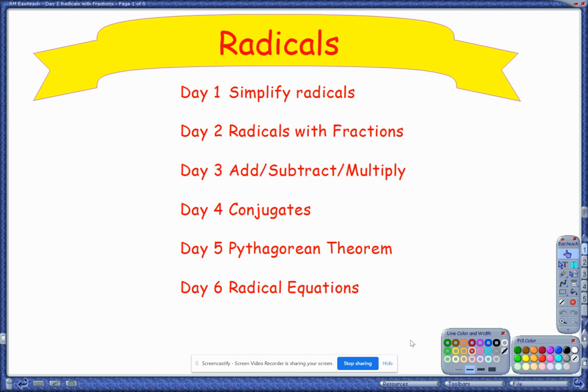Hi guys, today we're going to do day 2 with radicals. We're going to learn how to deal with radicals that have fractions in them, or fractions that have radicals in them, either way. So let's begin.